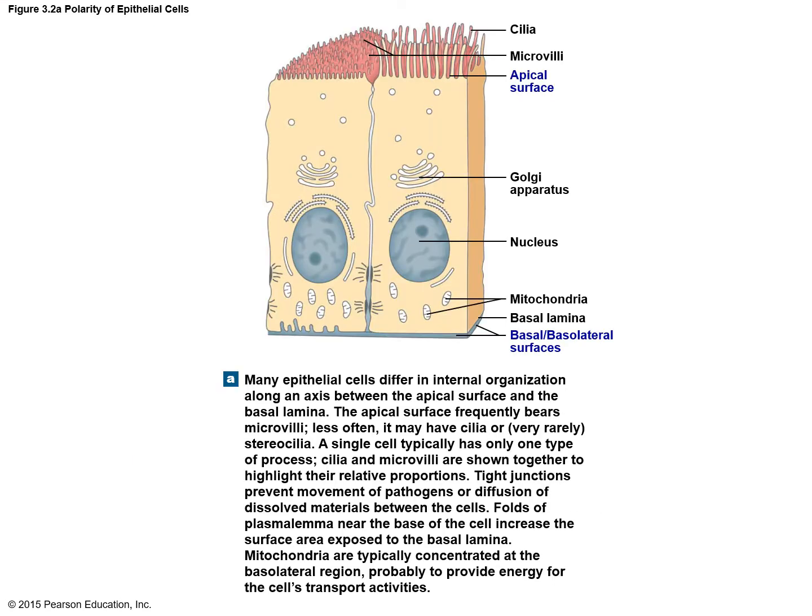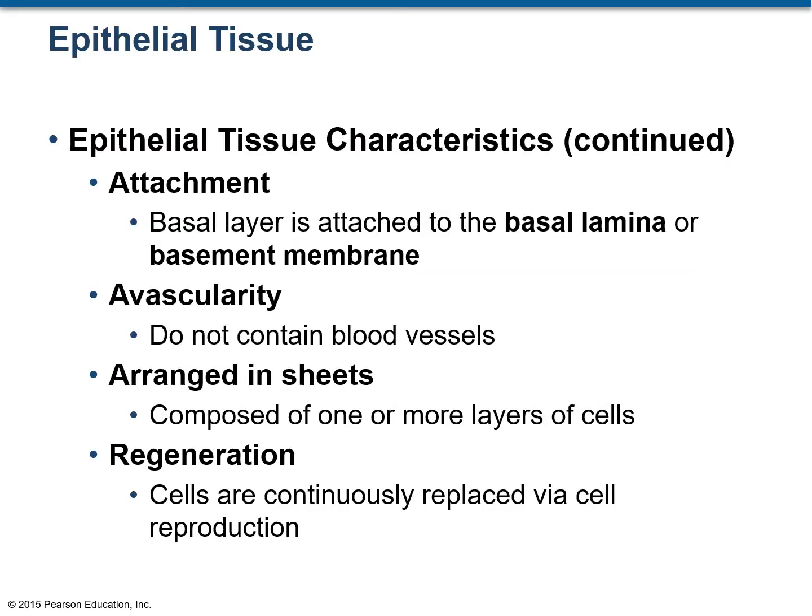This figure shows the polarity of epithelial tissue. You can see that there is an apical surface on which you might see microvilli or cilia, while the basal surface is fixed or attached. Continuing with the characteristics of epithelial tissues, attachment. The epithelial cells are attached on one surface, that is their basal surface, to the basal lamina or the basement membrane, which is the foundation.